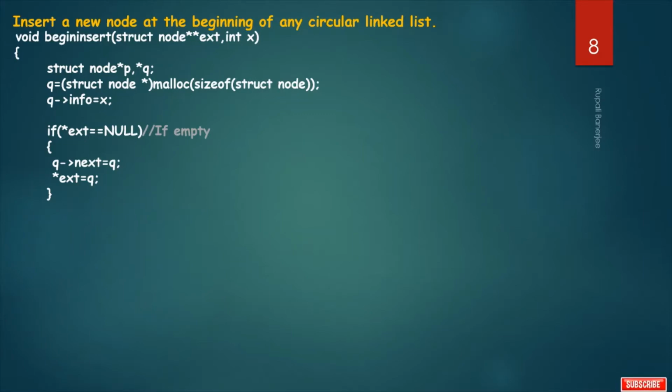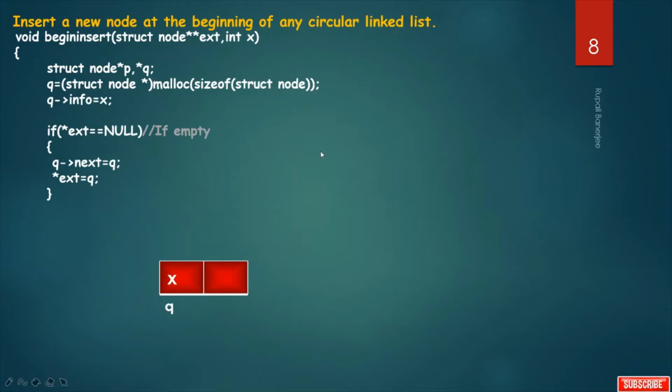I declare it in this way: struct node double star ext. Means ext is an address that holds another address, and that is the address of the last node of our circular linked list. And int x. X is the info of our newly created node. First I have to allocate the space using malloc. So malloc allocates at run time a struct node size memory chunk and it returns the initial address of this memory chunk to q. How can we declare q? We can declare q in this way: struct node star q, means q can hold the address of any node. Now what is q arrow info? q arrow info is this x.